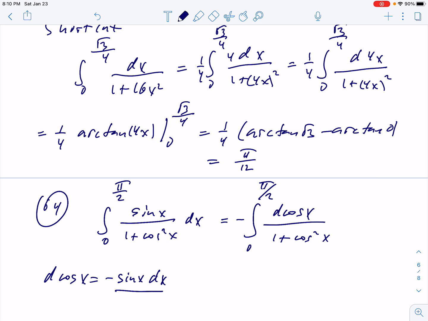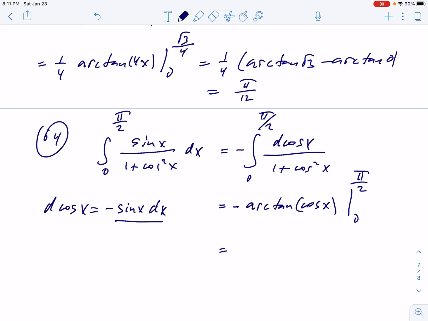And now you can think of cosine x like a variable. You can think of this like u, without explicitly making a substitution. And we integrate immediately. This is u over 1 plus u squared. So you get negative arctangent of this u, which is cosine x, between 0 and pi over 2.